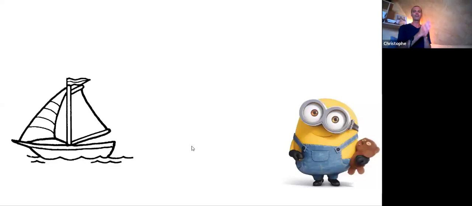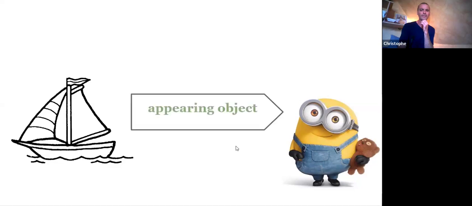For instance, I introduce you Bob. Bob and his teddy bear. So he's watching a boat. So here we can speak about a direct perception. Okay. So the boat is the appearing object to the eye consciousness. For Bob, or we could say for us as well. The image of the boat.